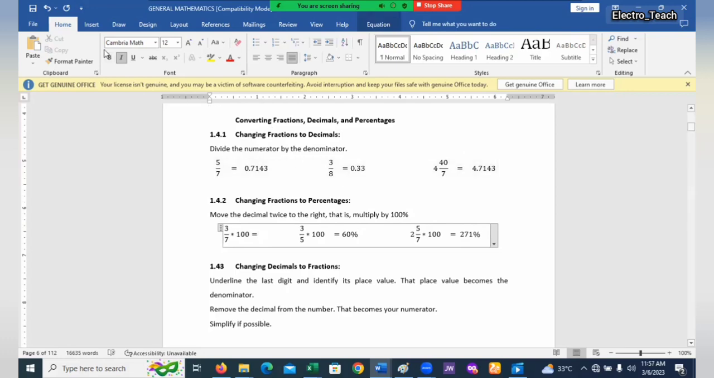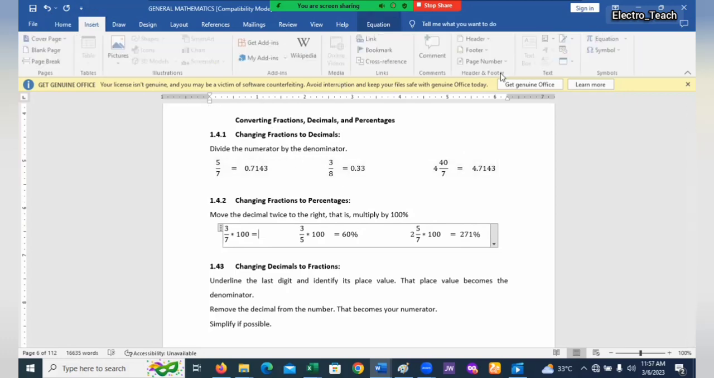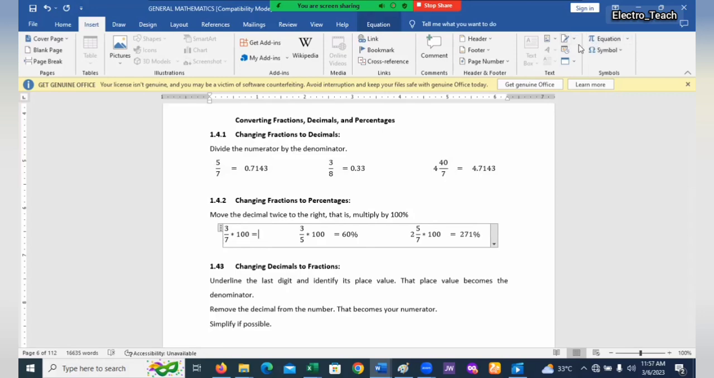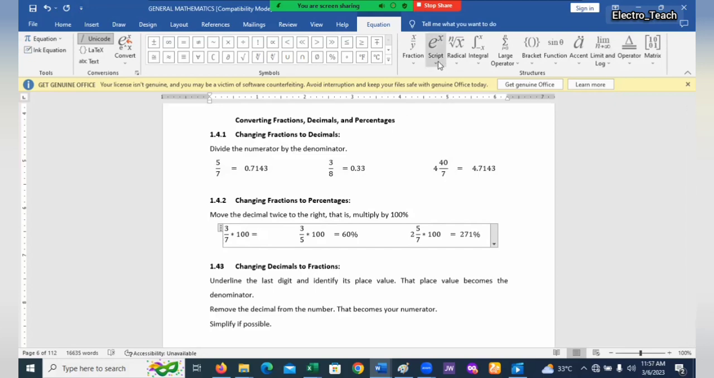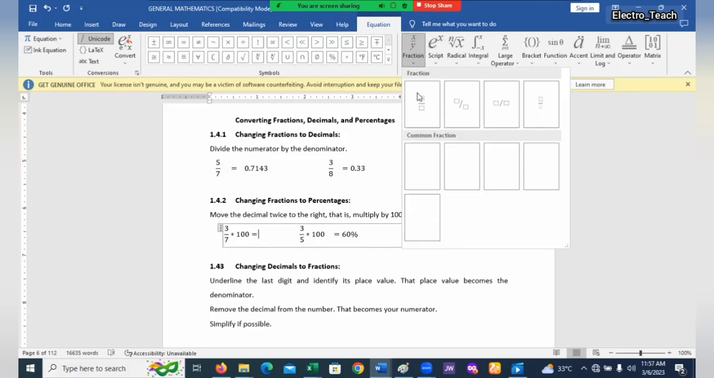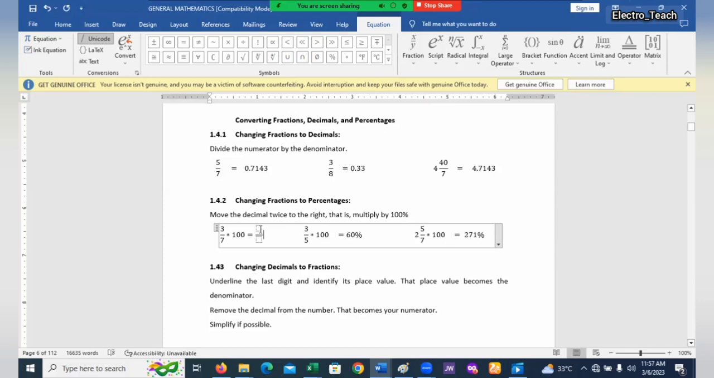We have 300 divided by 7. 300 divided by 7. Okay, let me put the decimal symbol there. So 7, you now say 3 times 100, 300. 7 times 1, 7. So you have 300 divided by 7. Then from here, you now say is equal to, you now compute the answer from there.